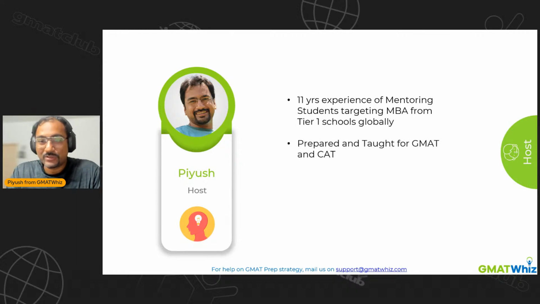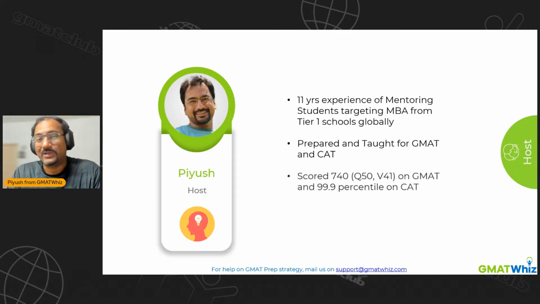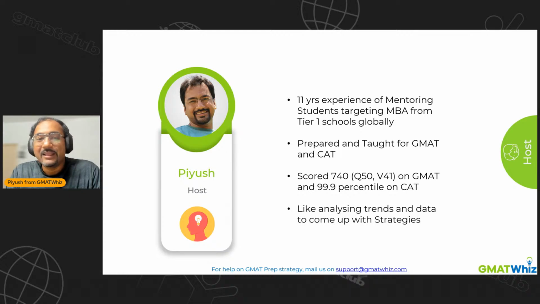I have prepared for both GMAT and CAT and taught for both the tests myself. I scored a 740 on GMAT in the previous version, and I scored a 99.9 percentile on CAT. Personally, I like analyzing trends and data to come up with strategies. I'm a quant and data insights expert, and certain parts of verbal I've taught in the past. But yes, more of a data insights expert. Analyzing trends and data to come up with strategies is something which comes naturally to me. So that's a quick introduction about me.